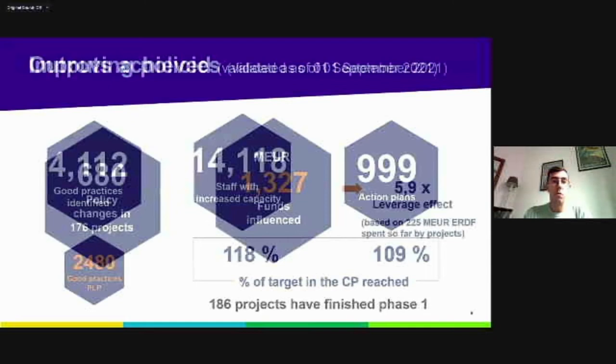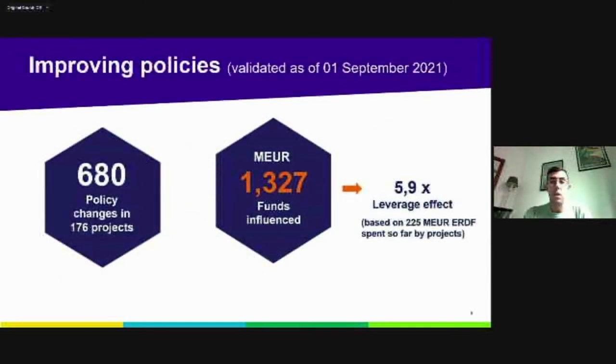Another important point of the program and a key figure that we follow, we call it the leverage effect. It means that for each euro of the ERDF invested by the program in the project, six more euros are invested on the ground on top of it, thanks to the results you had by exchanging, by cooperating. One euro of the ERDF generates six more euros locally, regionally.